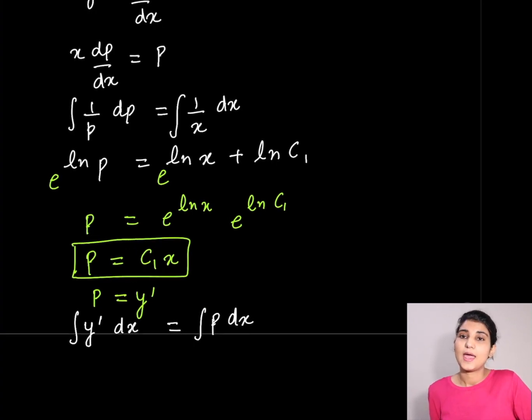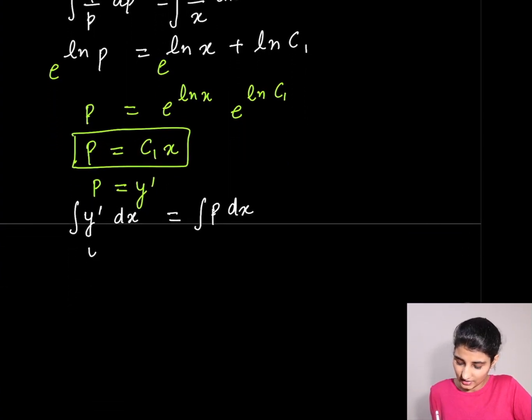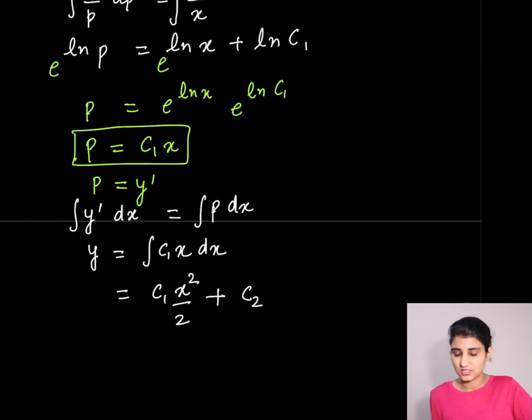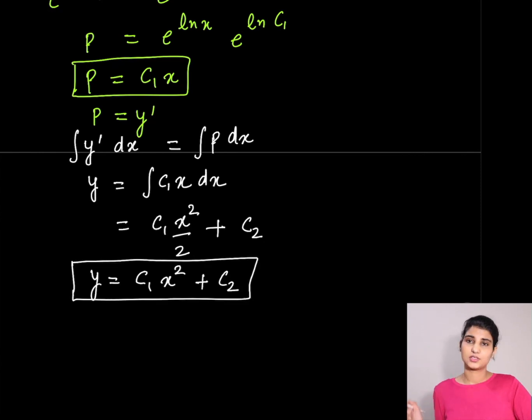The derivative and the integral are opposite of each other. So on the left hand side we get y equal to the integration of c1 x dx, which is c1 x square by 2 plus c2. c1 over 2 is going to be a new constant. We can give it a new name just for convenience. I am writing it c1. So y is equal to c1 x square plus c2. Very simple, right?